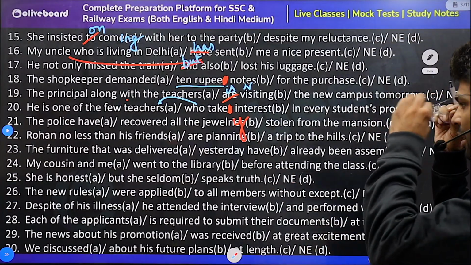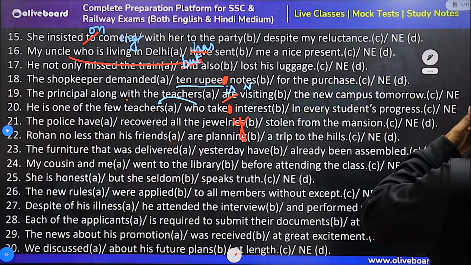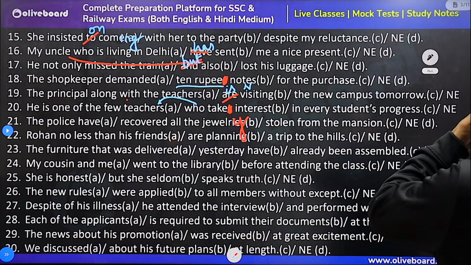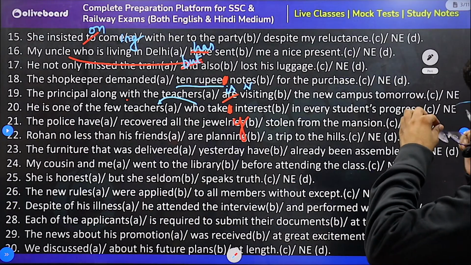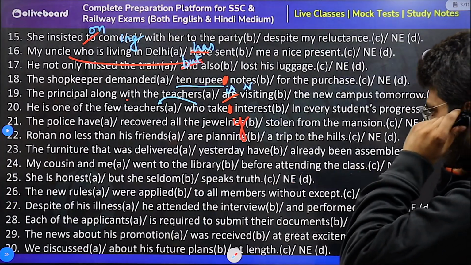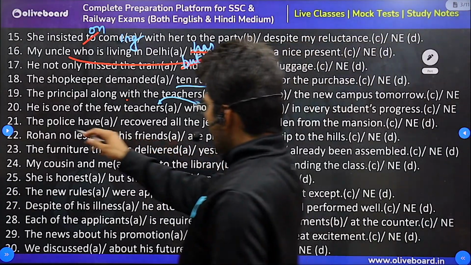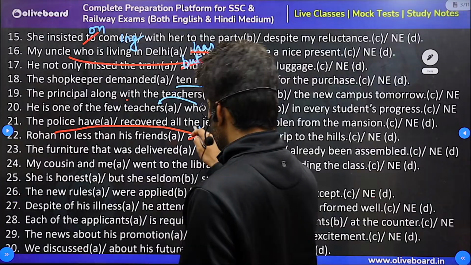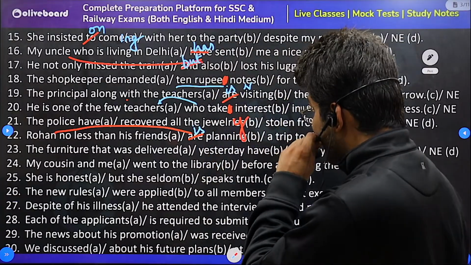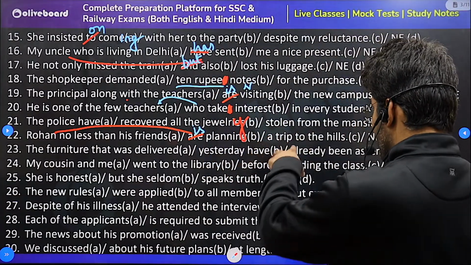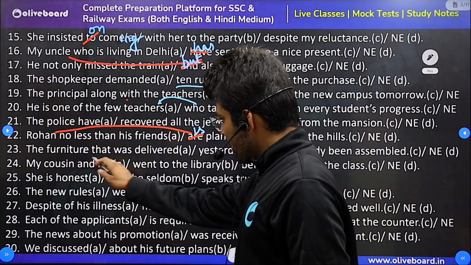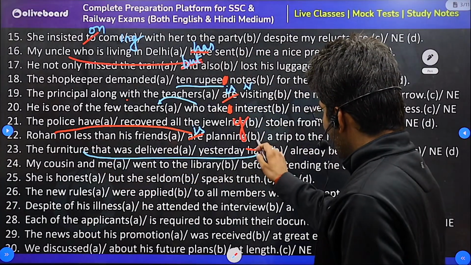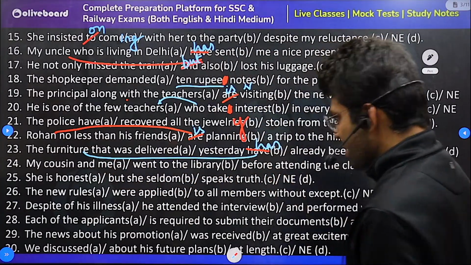Same here. Rahul, no less than. No less than takes the first term. So Rahul will be the only subject. That's the prepositional phrase. Rahul are planning? Rahul is planning. The furniture, uncountable. Once again, that was delivered yesterday. That was delivered. So singular it should be. Not have, has been assembled.